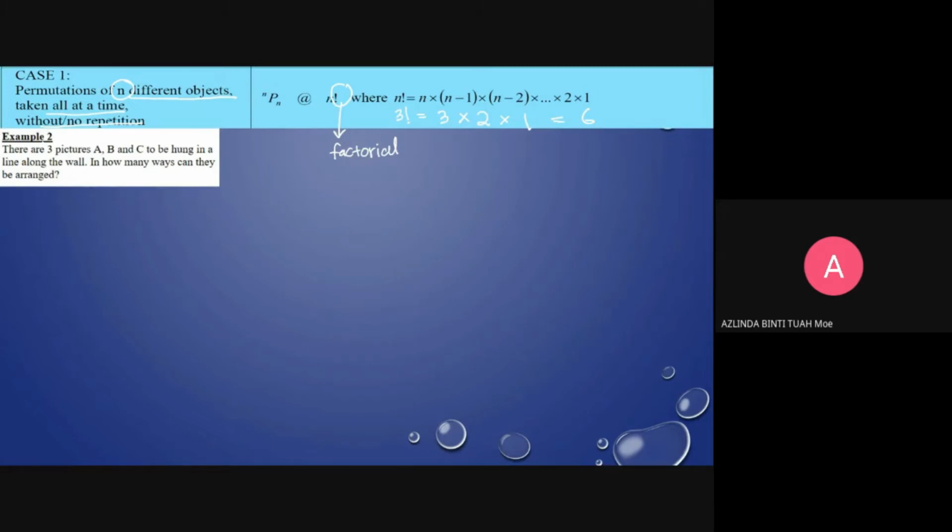Okay, example 2, there are three pictures. Ni daripada lecture note ya. There are three pictures A, B and C to be hung in a line along the wall. In how many ways can they be arranged? So macam sama yang saya buat tadi, in terms of frame, dia ada 3 frame A, B, C.